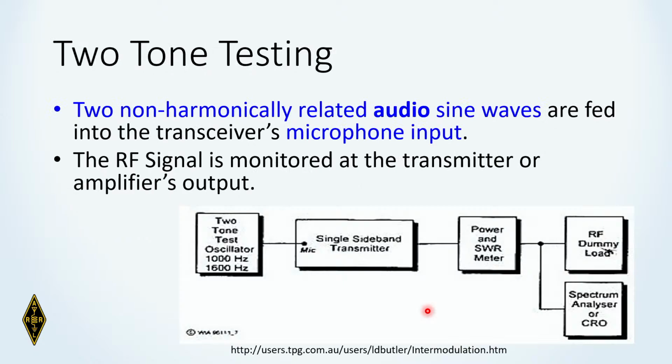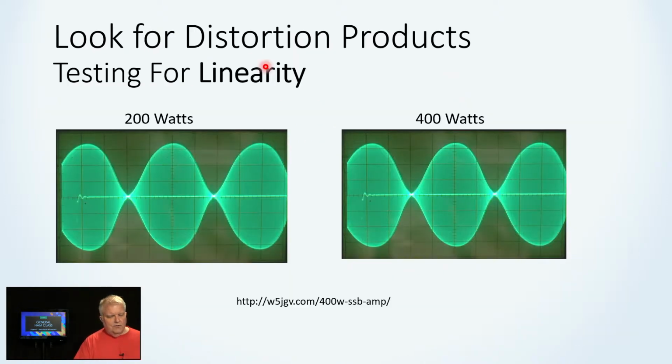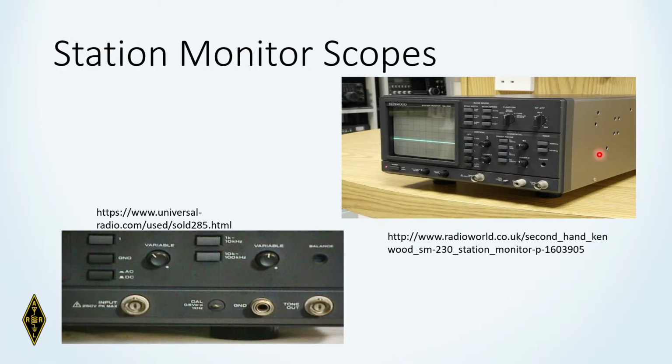Hang in there. Two-tone testing uses two non-harmonically related audio sine waves fed into a transceiver's microphone input. So you could have a 1000 hertz sine wave and a 1500 hertz sine wave. They're non-harmonically related. And put those into the input, and what you're looking for at 200 watts, does it look clean? At 400 watts, does it look clean? Yes, okay, we're good. And you use a station monitor scope in order to see that waveform.